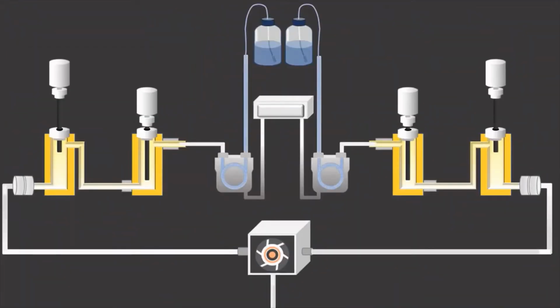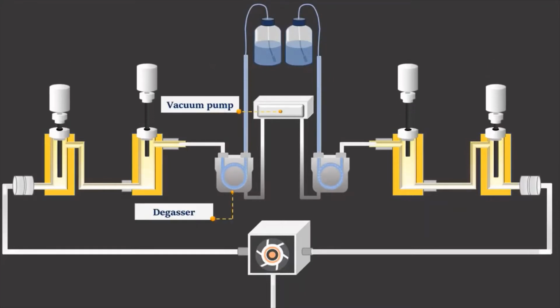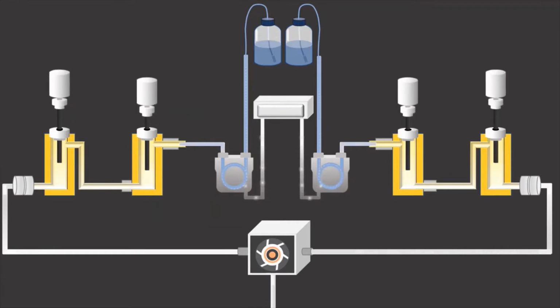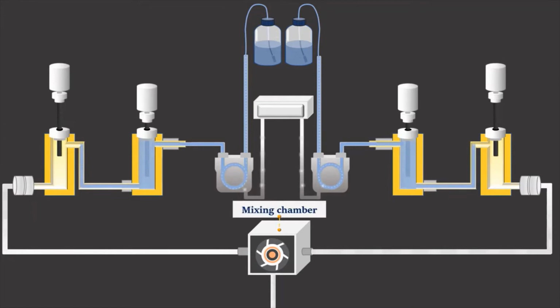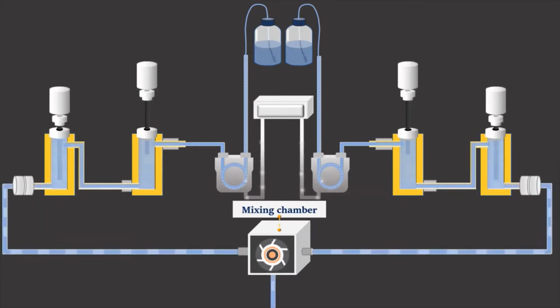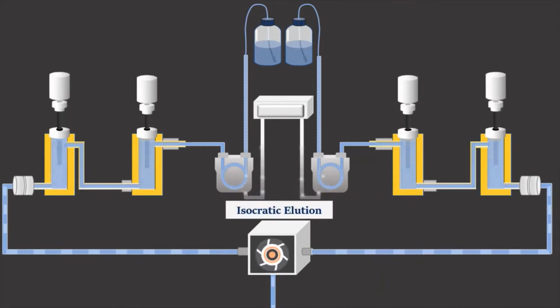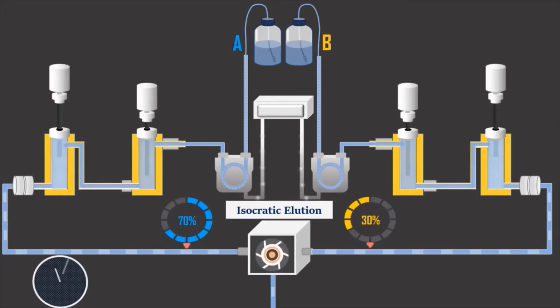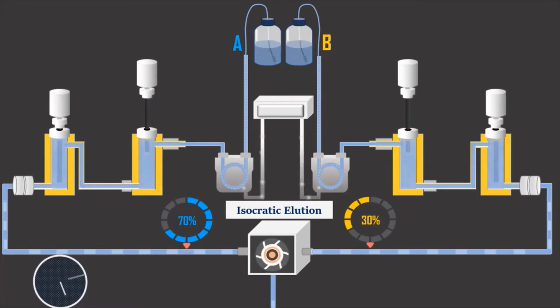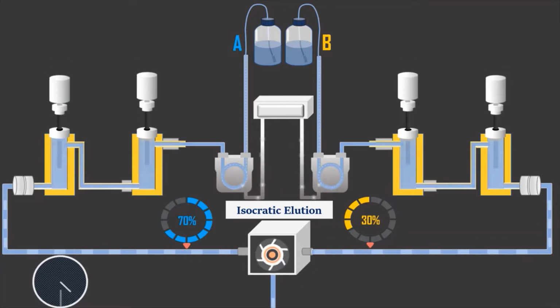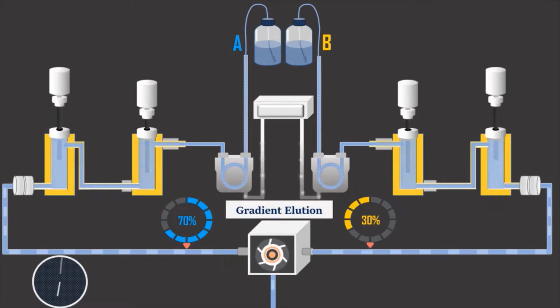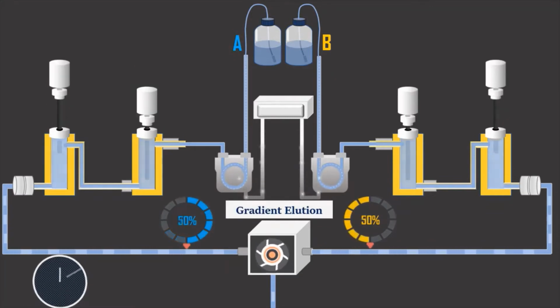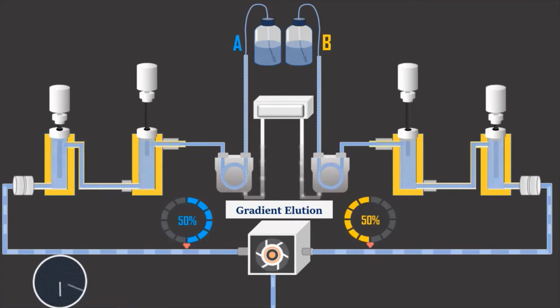In the HPLC system, a vacuum pump and a degasser are connected to the pump, and used to remove dissolved gases from the solvents. The pump drives each solvent to the mixing chamber, where mixing takes place under higher pressures. HPLC analysis commonly uses isocratic or gradient elution. In isocratic mode, the mobile phase composition remains constant throughout the procedure, whereas in gradient mode, the mobile phase composition is changed during the separation process.